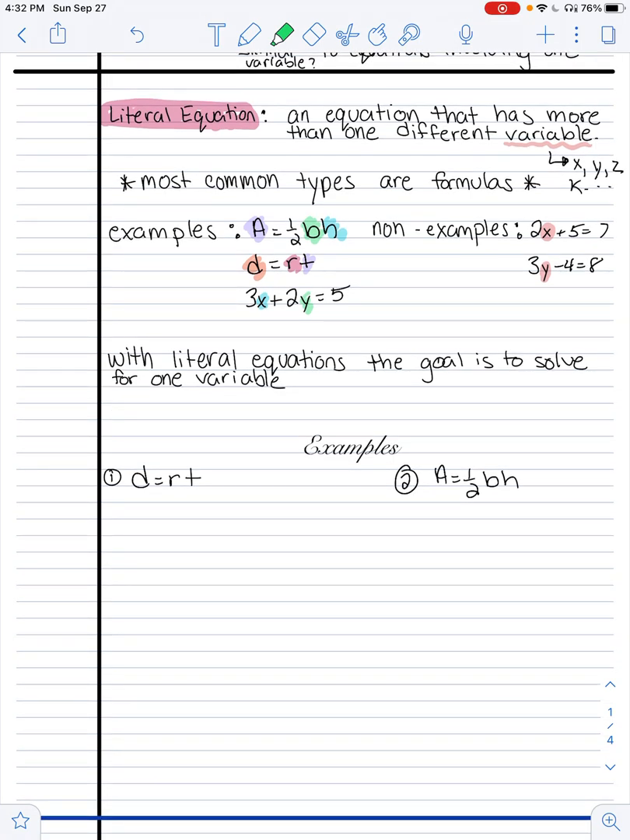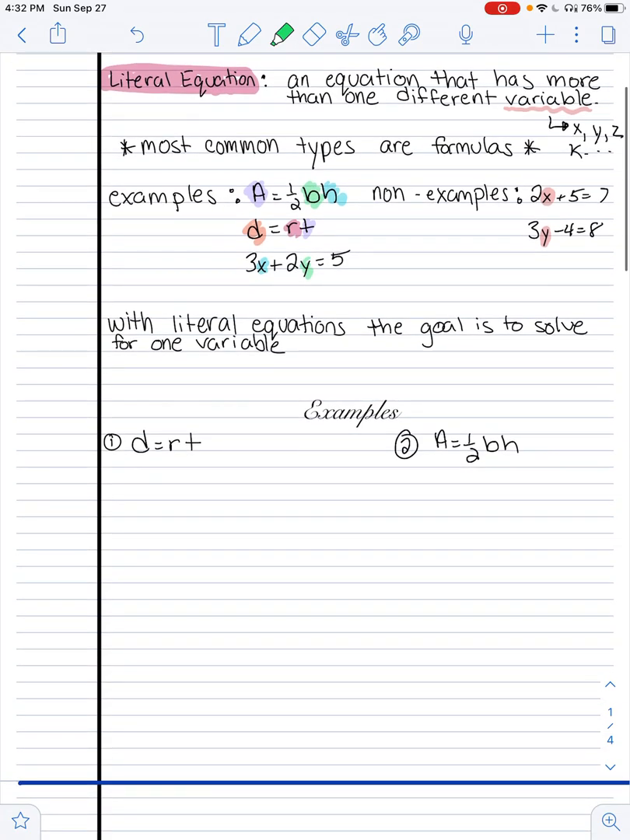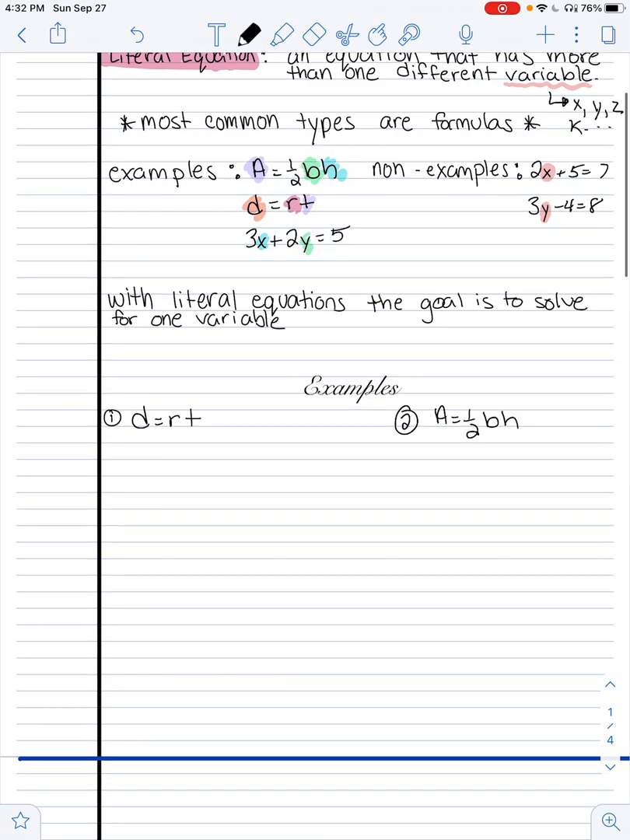So with literal equations, our goal is to solve for just one variable in that equation. And we've kind of already been solving equations, so we know what it means to solve for something. To solve means to get whatever variable alone on one side of the equal sign. So we're going to start off with a few simple examples. Our first one is D equals RT, and we want to solve this one for the variable t. So I'm going to highlight the variable I want to solve.